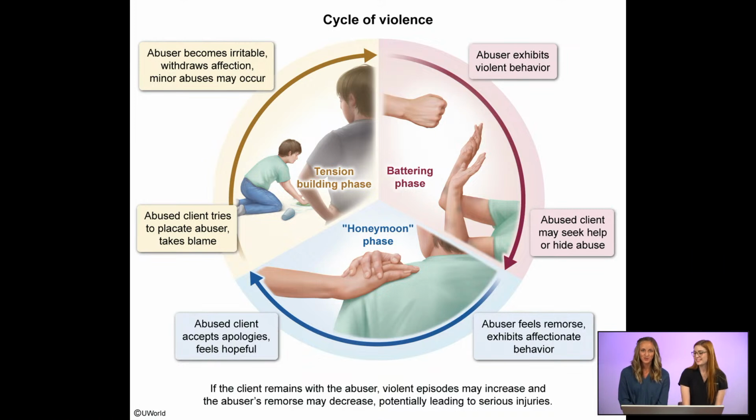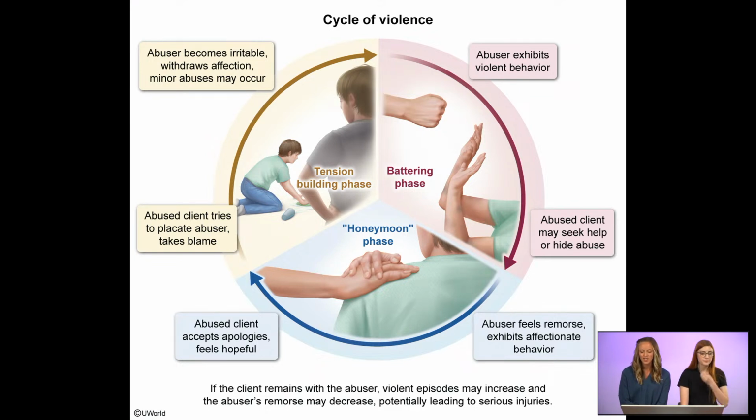Exactly. So this one in particular talks about the cycle of violence. Like we talked about earlier, abuse is unfortunately usually not a one and done thing, but is cyclical in its manner. It generally starts with the tension building phase, where the abuser becomes irritable and maybe withdraws affection, and then the abused client may try to take the blame, like we talked about.